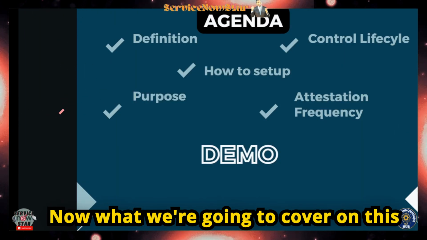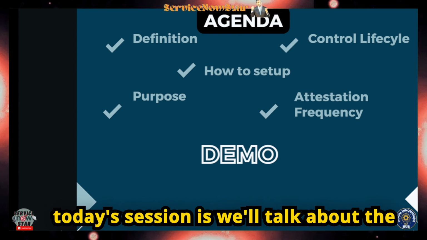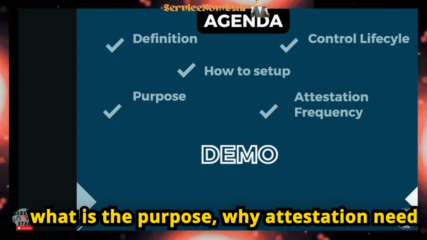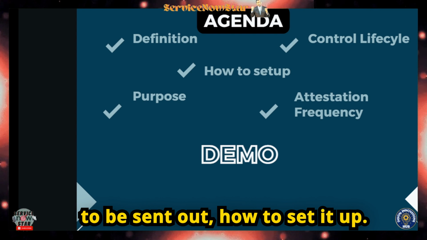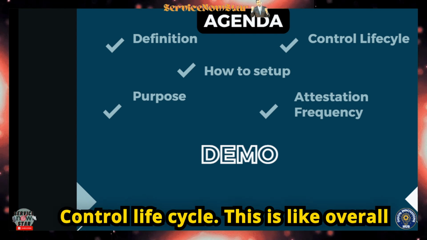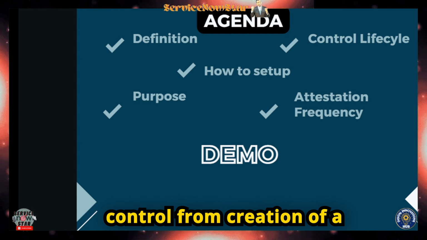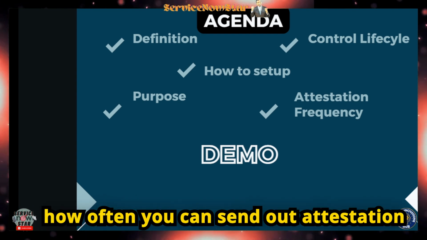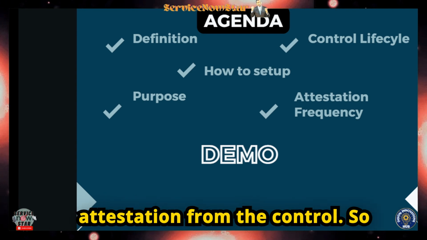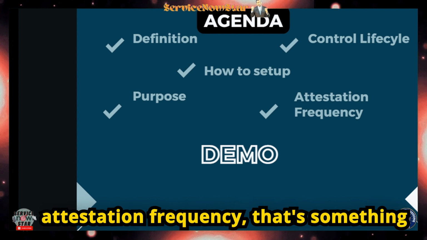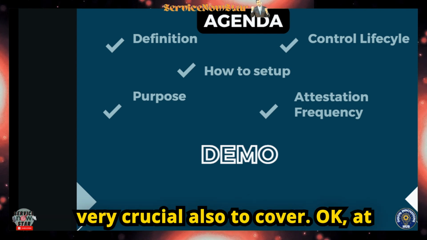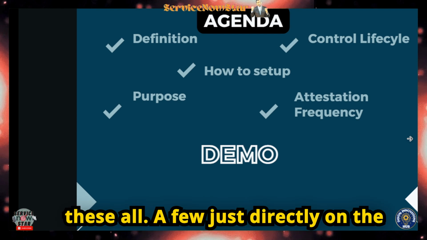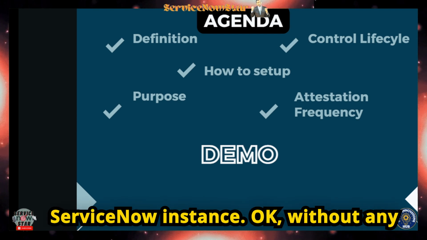What we're going to cover in today's session is the definition of what an attestation is, what the purpose is, why attestation needs to be sent out, how to set it up, and the control life cycle. This is the overall control from creation of a control all the way to retirement. We'll also talk about how often you can send out attestation from the control. So attestation frequency is something very crucial to cover. At the end I'll have a demo from the platform. I'll show you all these features directly on the ServiceNow instance.